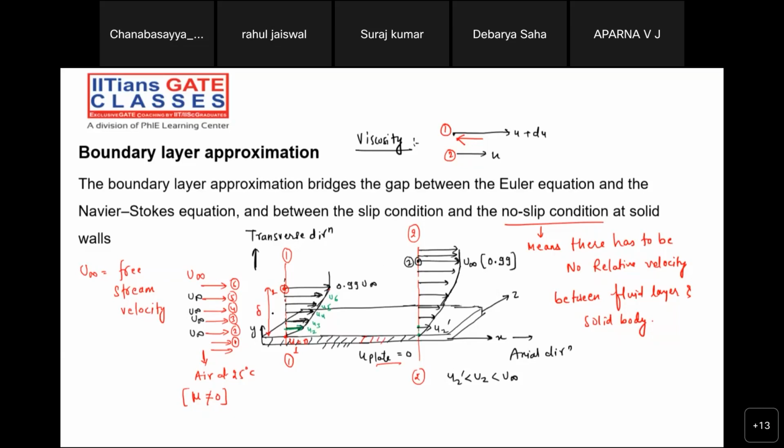Now just check it out. This is delta 1 and now this is delta 2. Now why is delta 2 more than delta 1, is it clear or not? Delta is nothing but boundary layer thickness. What is the delta?